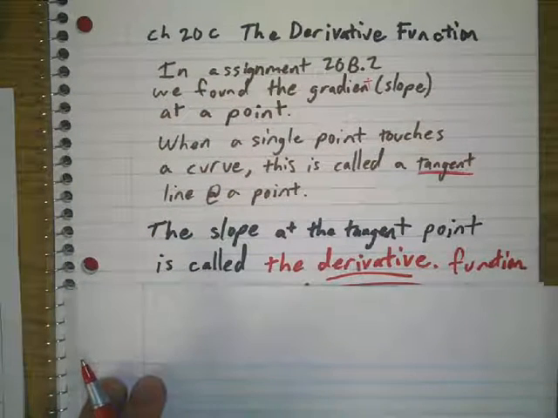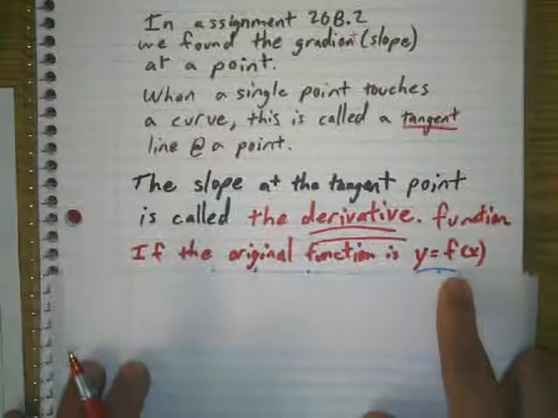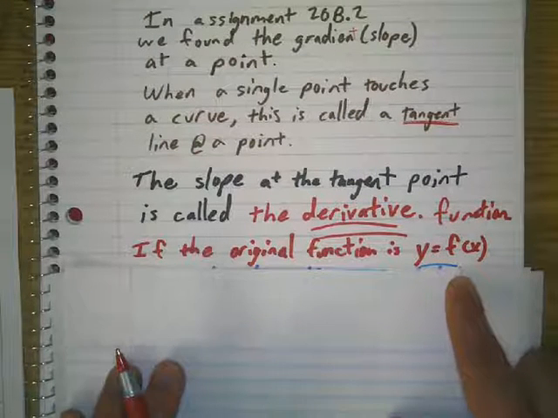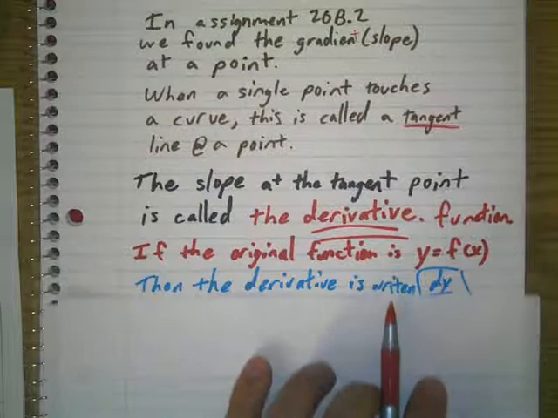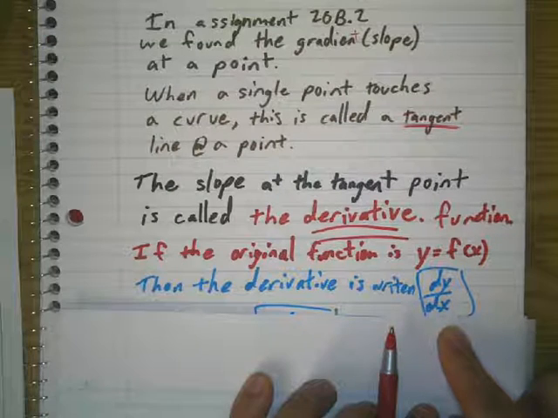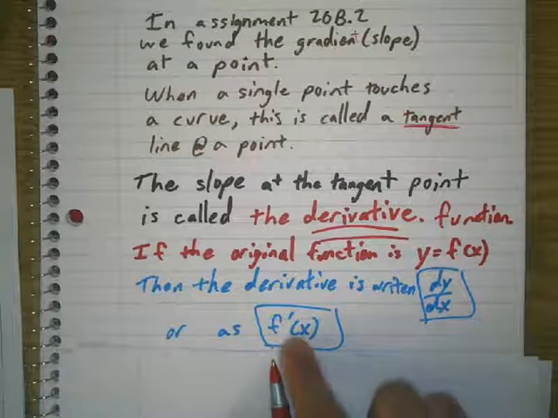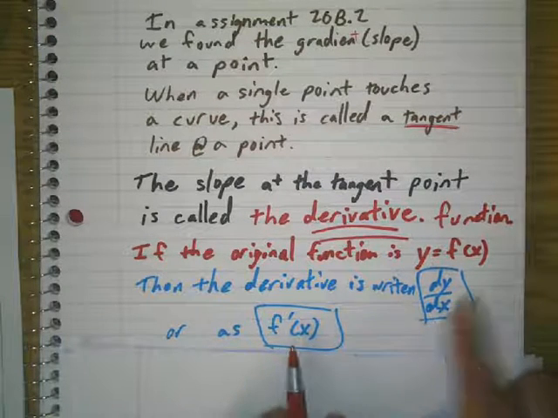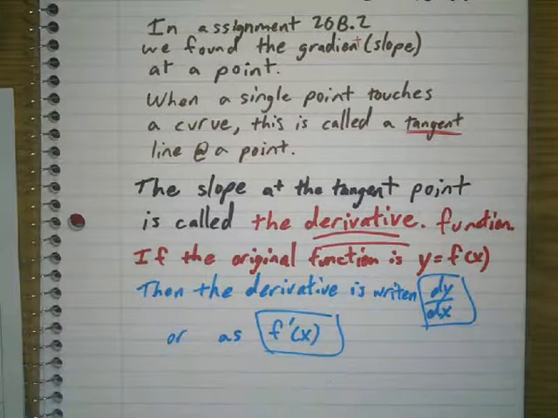And so my original function, in our example before, was y equals x squared, right? So the derivative is often written like this, dy dx. You're going to see this for the rest of the chapter, and sometimes it's written like this with an f prime. So if you see f prime or dy dx, that means we're finding the derivative. Now, let's look at the example that we did before.